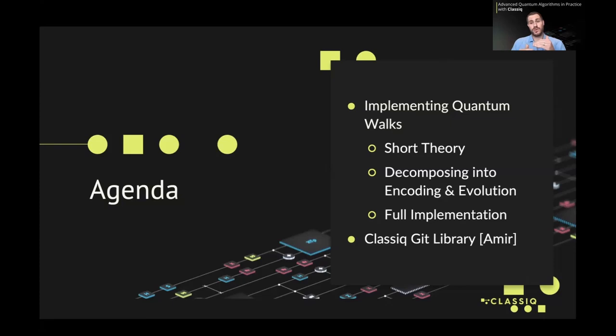So this will be the first 1 hour, and then we have a short break, and then Amir will come and introduce the Classiq Git library, which contains many implementations of advanced quantum algorithms.